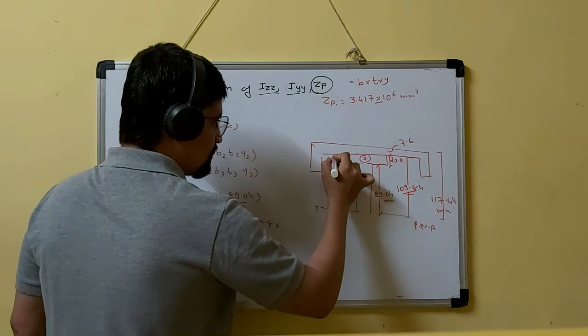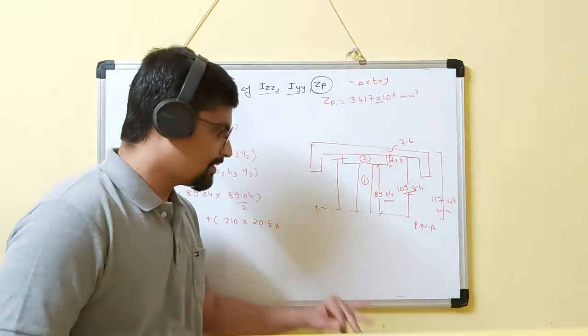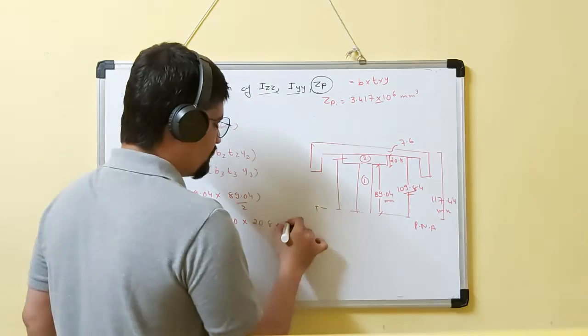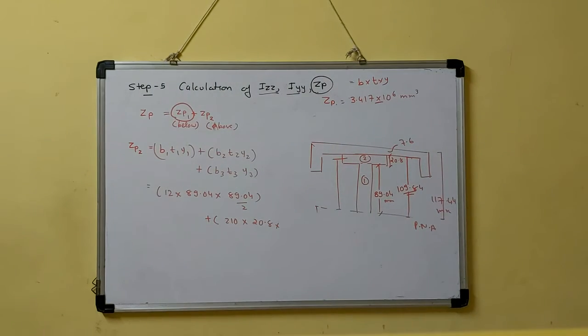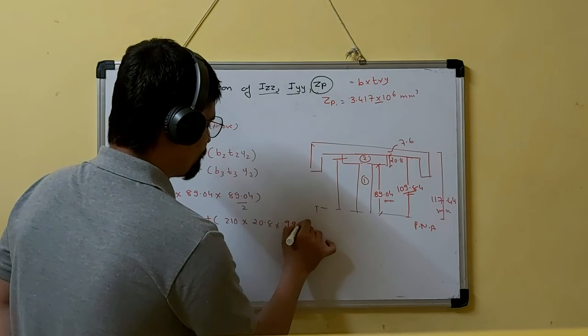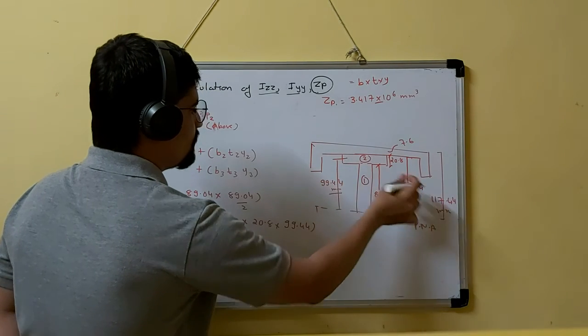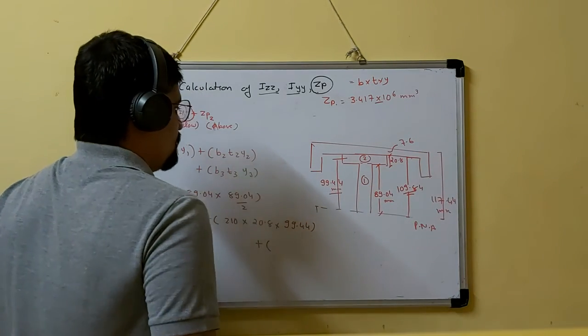Y2 means from the CG to the PNA. For the above section the PNA is downward, for the below section the PNA is upward. So it is simply 109.84 minus 20.8 divided by 2, which will be 99.44. It is nothing but 109.84 minus 20.8 divided by 2, plus the third section.